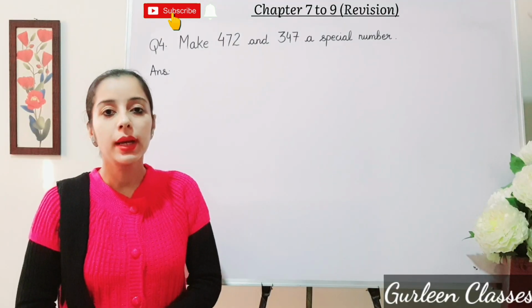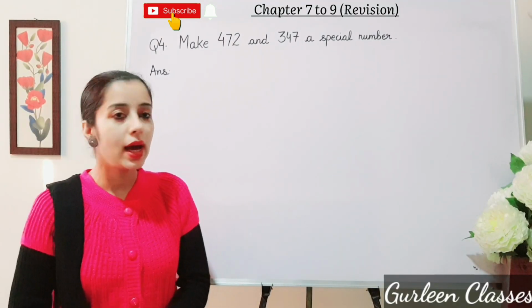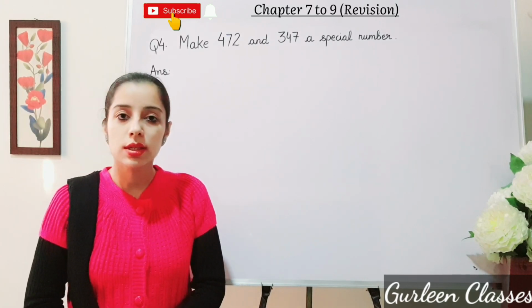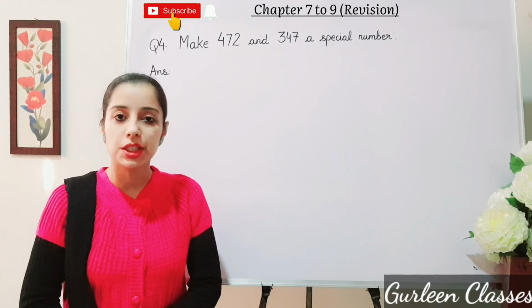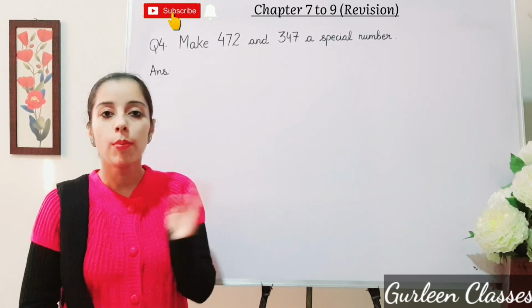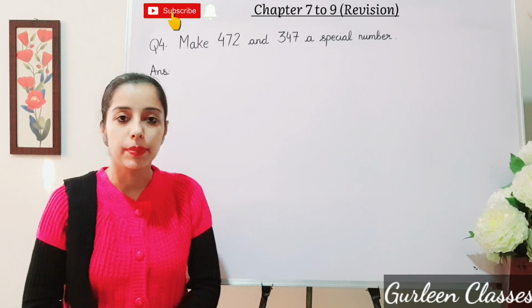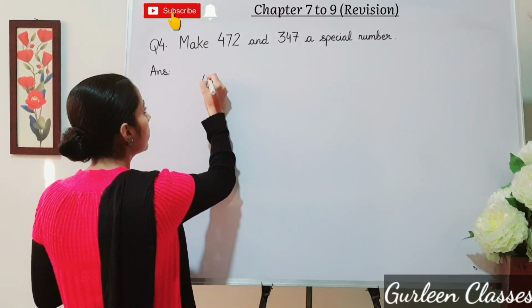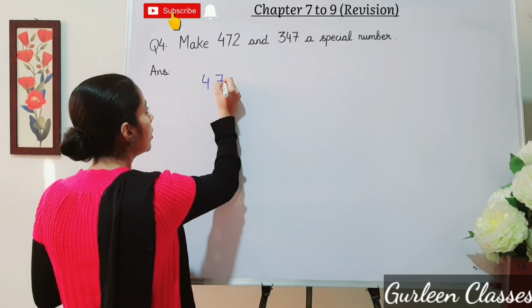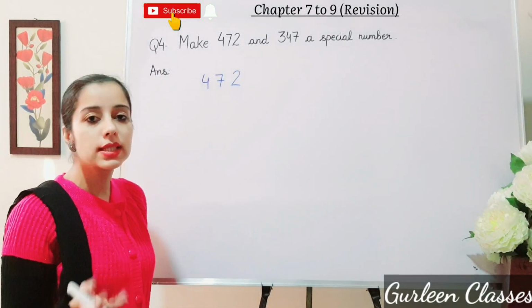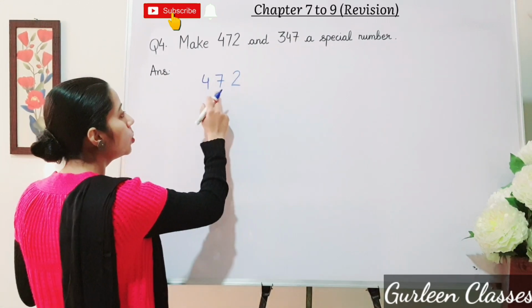Question number 4. Make 472 and 347 a special number. So students, how do we find a special number? If you read from the left side or the right side, both sides it will be the same. So let us do that. The first number is 472. Your first step is to reverse the number. So it will be 274.